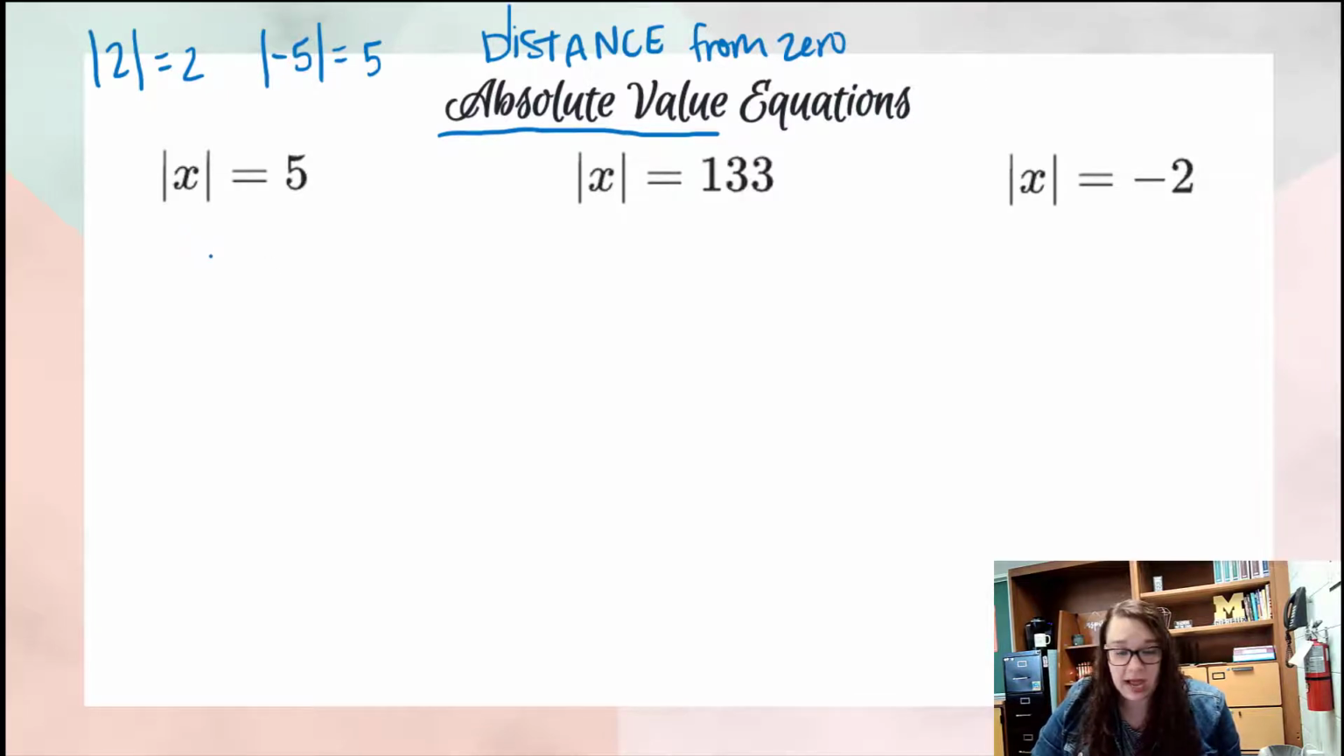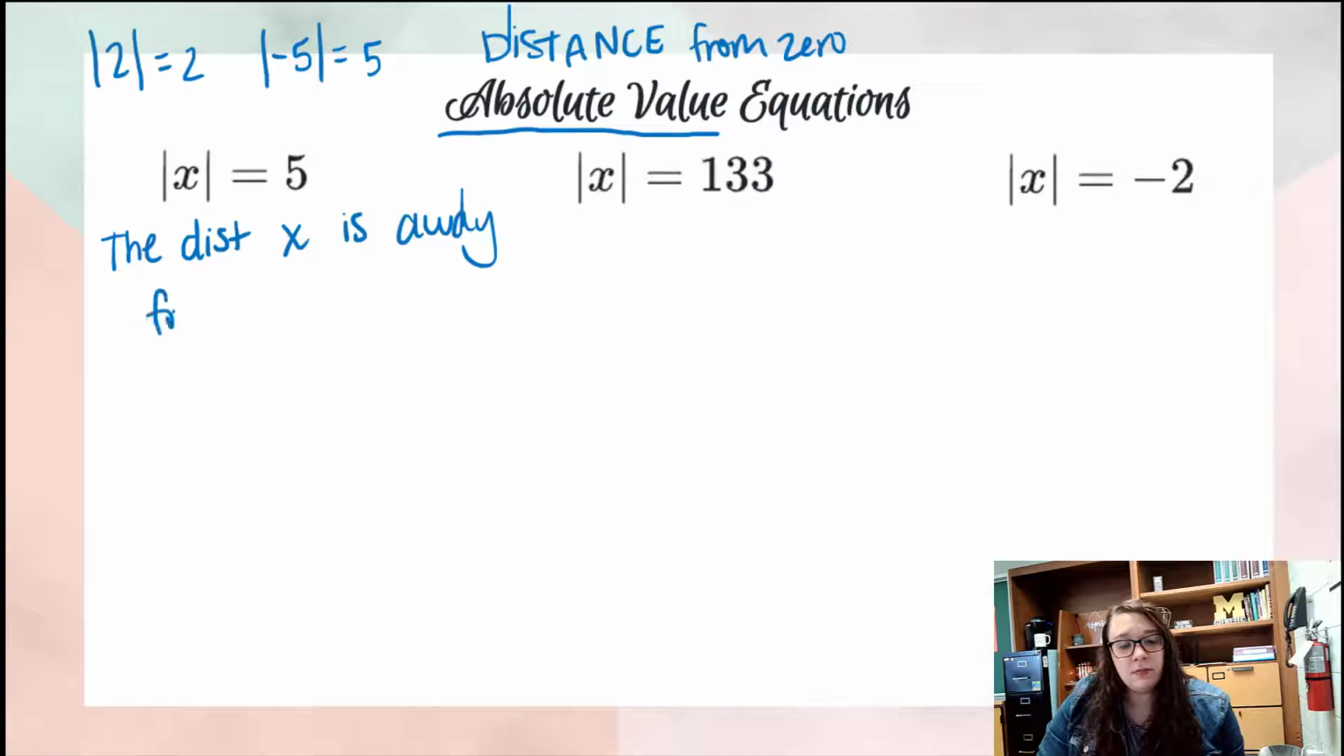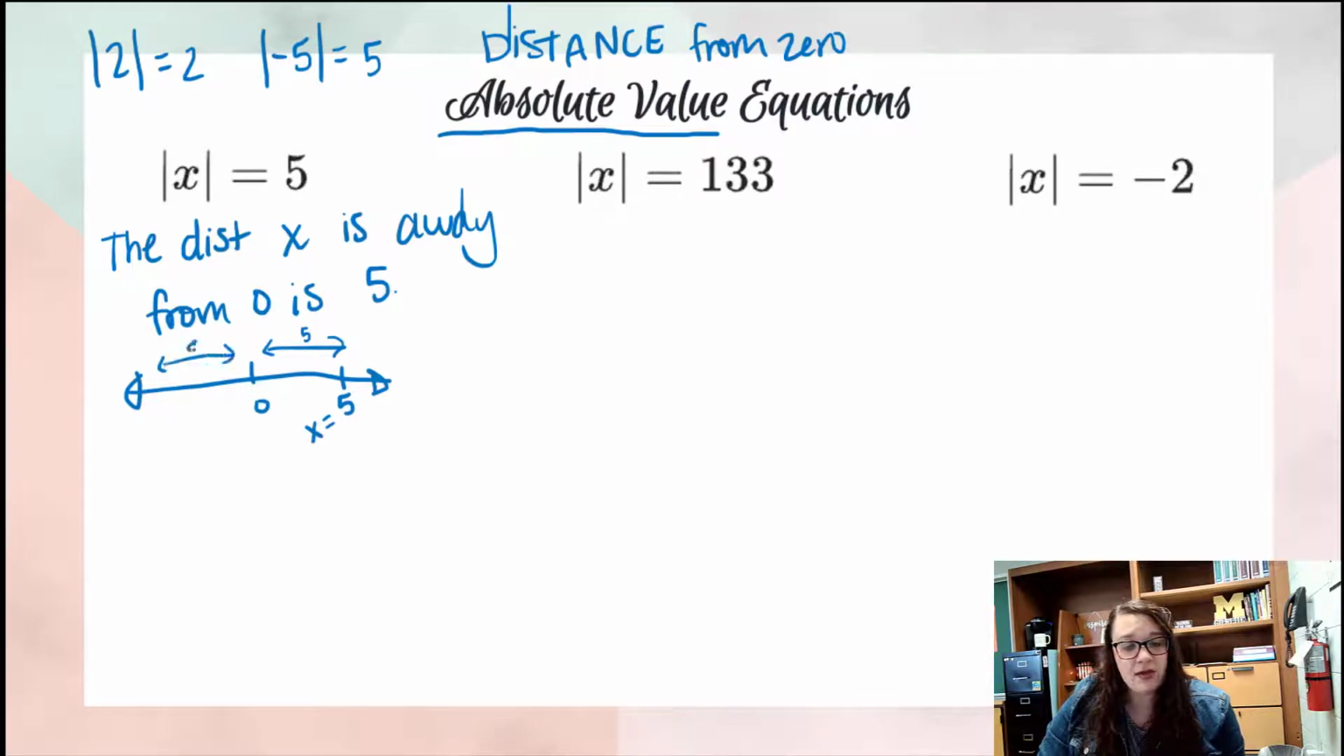Now, though, we're throwing x's in, and a's and b's and other variables. So in this case, absolute value of x equals 5 is really telling you that the distance x is away from 0 is 5. So if I think about it on a number line, here's 0, x is 5 away. So it could be at 5, or it could actually be 5 away the other way, and x could be negative 5. So that's kind of how we solve these.